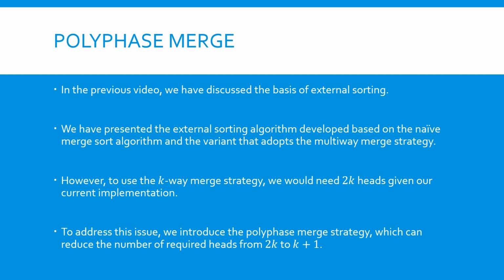Recall the naive external sorting algorithm and the multi-way merge strategy we have presented in the previous video. We see that to perform a k-way merge, we need to use two k-heads. However, the hard disk may not have that many physical magnetic heads available, in which case may incur additional overhead. To address this issue, here we present the polyphase merge strategy, which can reduce the number of heads from 2k to k plus 1.